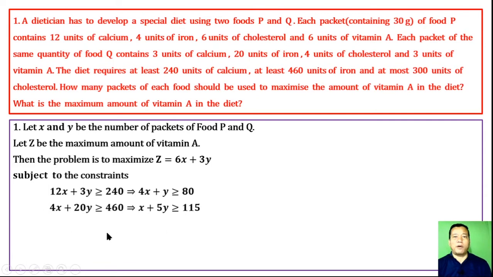Simplify, we get the iron constraint. Then look at cholesterol: 6 and 4, so 6x plus 4y. At most 300 units of cholesterol, so it is less than or equal to 300. Simplifying, thrice x plus twice y is less than or equal to 150. Then x and y should be greater than or equal to 0, the non-negativity restriction.